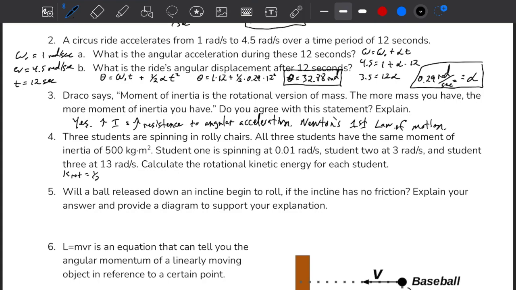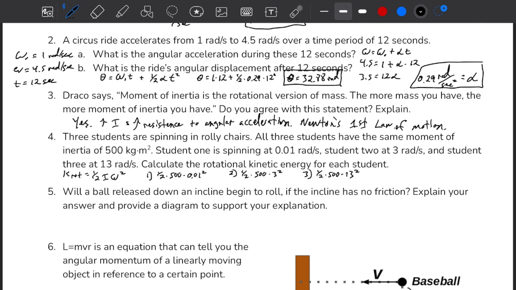Rotational kinetic energy, K-rot, is equal to 1/2 I omega squared. Each one of the students will have the 1/2. Each one of the students will have an I of 500. So 1/2 times 500, so let's say 250, times their angular velocity squared. So the first student would be 1/2 times 500 times 0.01 squared. Second student, 1/2 times 500 times 3 squared, or 9. Third student, 1/2 times 500 times 13 squared, or 169.